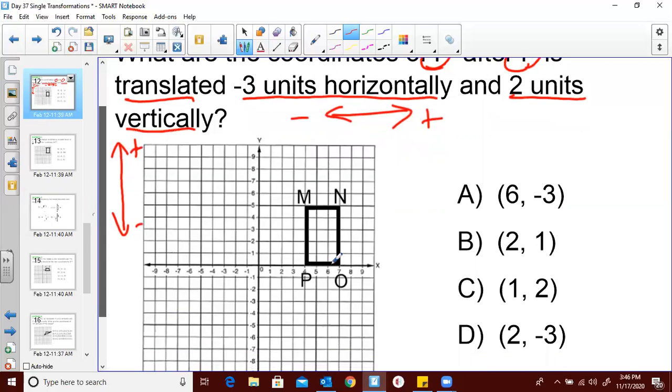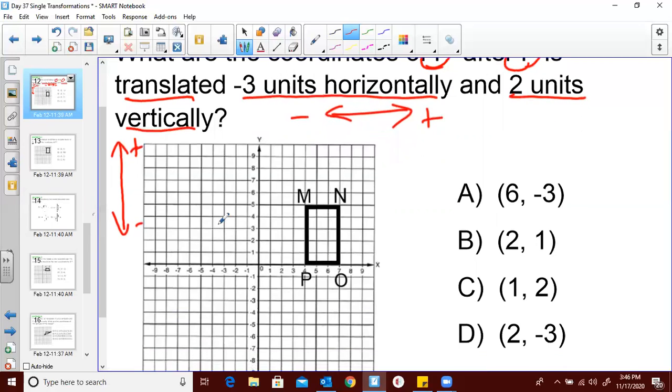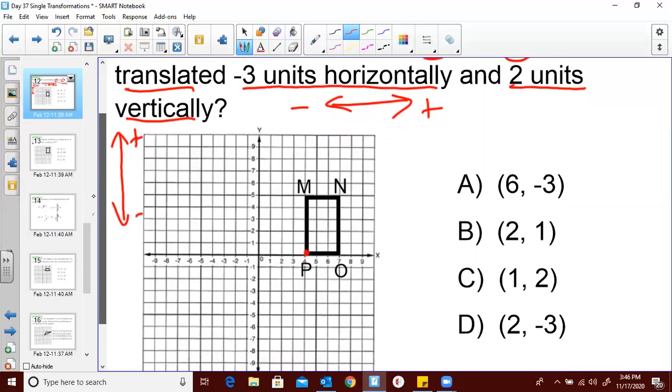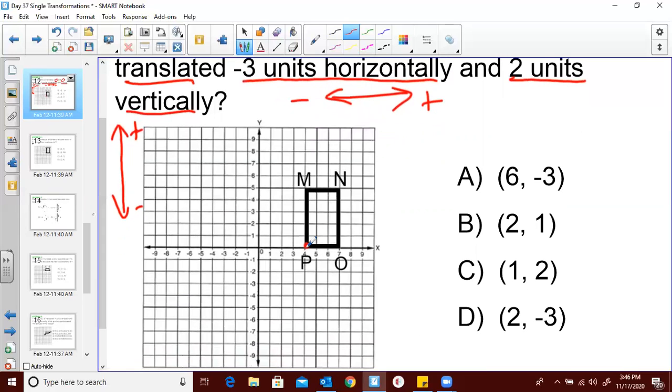So we're going to start with letter P, and we are going to translate -3 units horizontally and 2 units vertically. So it's -3 horizontally, so we're going to go over 1, 2, 3 to the left, and 2 units vertically, so 1, 2, up. And this will be our P prime.